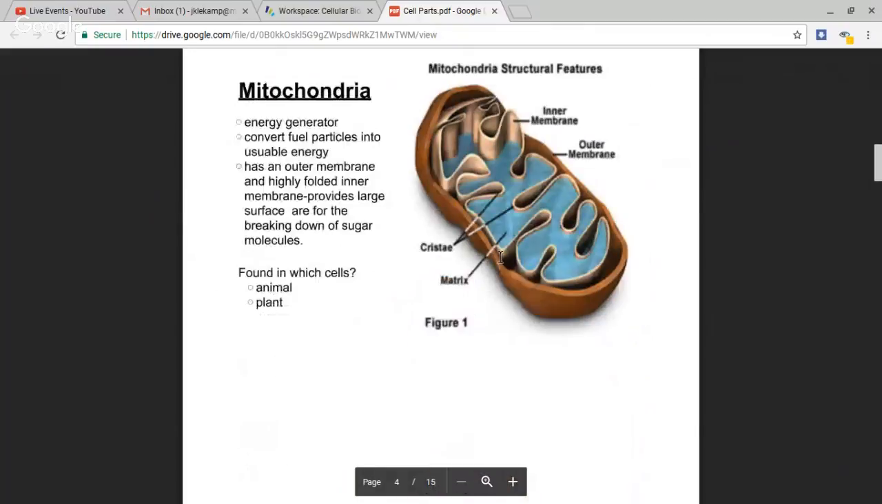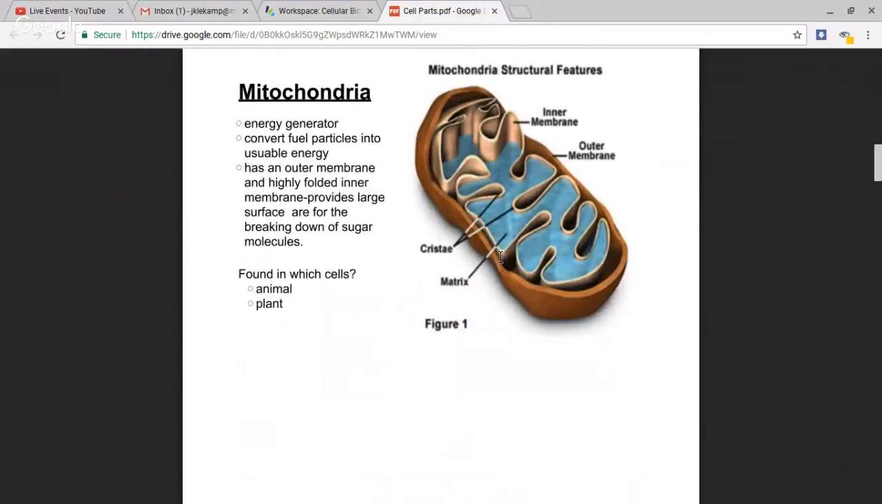The mitochondria, right there, says energy generator. It is responsible for the cellular energy that we have in our cells, ATP. That's where it's converted through the process of cellular respiration. As you can see, it is very convoluted inside, has many folds where there's opportunities for that energy process to take place. It will convert our fuel particles, our glucose, into that ATP that we need. It has a lot of surface area. So the mitochondria is located both in the animal and plant cells and is very important in energy creation.